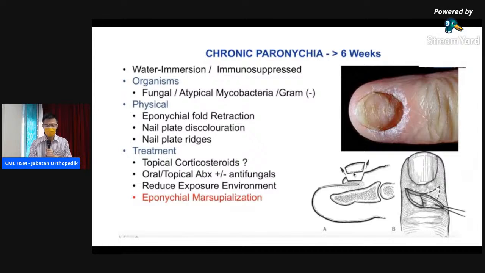Sometimes it happens in immunosuppressed patients or people who always have water immersion, gardeners, or workers in restaurants. So they have chronic paronychia with different organisms, sometimes fungal. They will have nail plate discoloration, ridges, and their nail fold is retracted. So the treatment is to expose the infective environment as well. There is a method called eponychial marsupialization, where we remove part of the eponychium, sparing the nail bed, with frequent warm soaks, to treat the chronic paronychia.